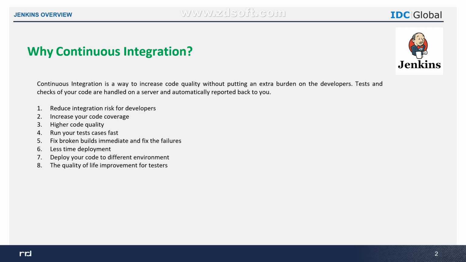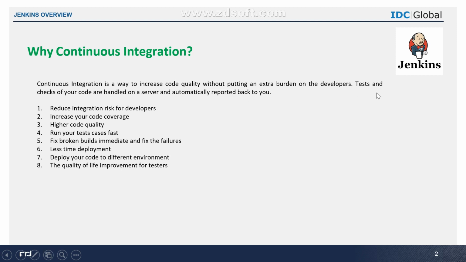So what is continuous integration? Now we know Jenkins is CI and CD. Continuous integration is a way to increase code quality without putting an extra burden on the developers. Developers keep on developing the code and pushing to the central repository. Once the developer pushes the code, I want to merge this code into the existing code, trigger the build, and test and check your code on the server automatically, and have it reported back to you.